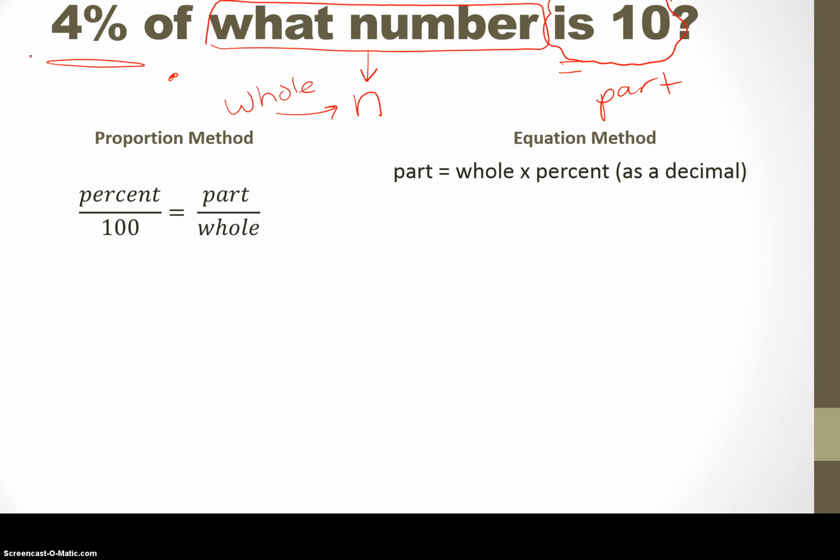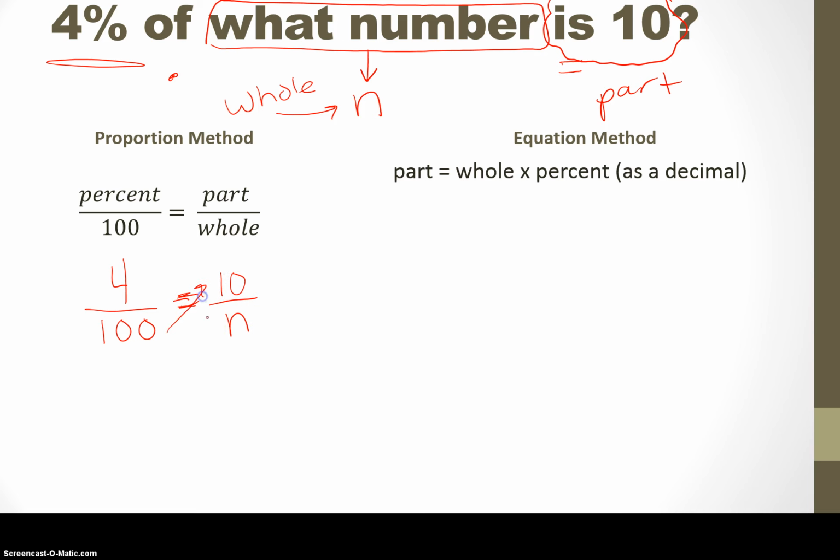In the proportion method, you substitute the percent with your 4, and you do not write the percent sign because percent means out of 100. You don't need it. The part, in this case, is 10. I don't know my whole. So now I have a proportion problem.